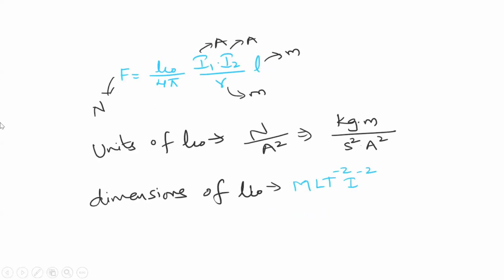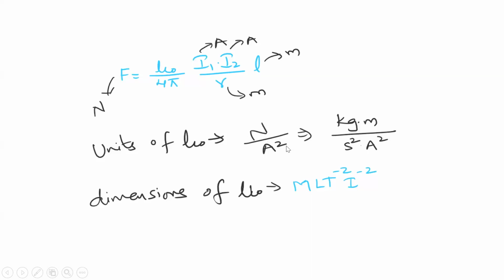Similarly, two current carrying conductors experience attraction. Whether it is attraction or repulsion depends on the direction of currents in the two conductors. It is given by this formula: F is equal to mu naught by 4 pi, I1 I2 by R, into L. Here F is Newton, I1 I2 is ampere, L is meter and R is also meter.